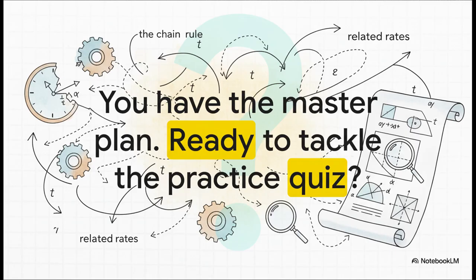You've seen the theory, you've seen it in action, you get the critical role of time in the chain rule, and now you have a foolproof plan. The only thing left to do is to try it yourself. So, you've got the master plan. Are you ready to put it to the test?